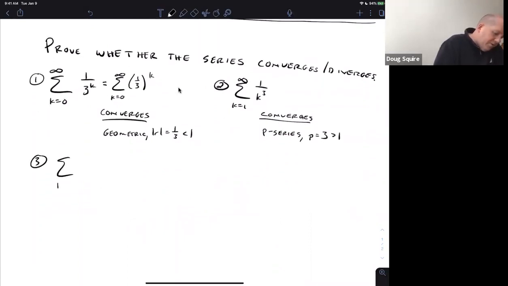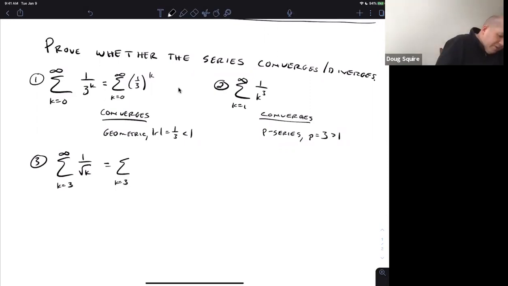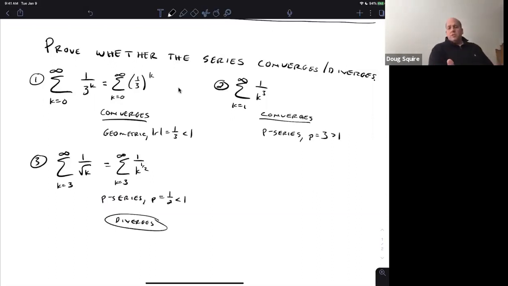Real quick. So if I have the sum k equals 3 to infinity of 1 over the square root of k, is that a P series, is that a geometric series, or is it something else? This is a P series, so we can rewrite this as the sum k equals 3 to infinity of 1 over k to the 1/2. Again, it's a P series. P is 1/2 this time. That's less than 1, so that means that the sum diverges. It's going to go to infinity in this case. But this diverges, and so there's no sum defined anyway. Okay, any questions so far at all? You guys good?